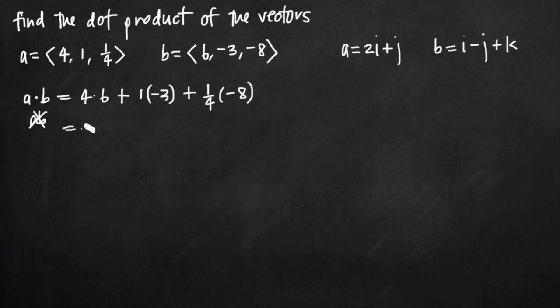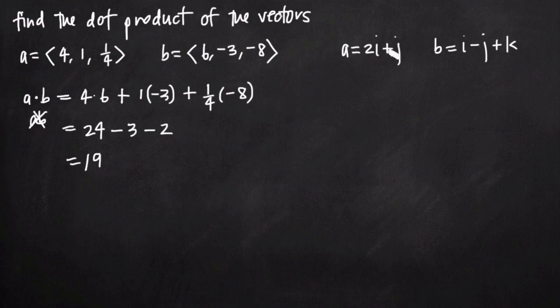So then we just simplify. We can multiply each one. We'll get 24. We'll get 1 times -3, which is -3. And we'll get 1/4 times -8, which is -2. 24 minus 3 minus 2 is going to be equal to 19. So the dot product of a dot b, where our vectors a and b are defined by these components here, is 19. Now let's take a look at a slightly different example.